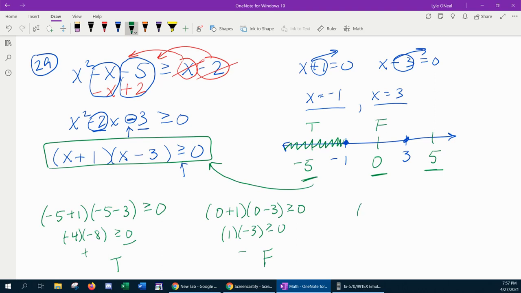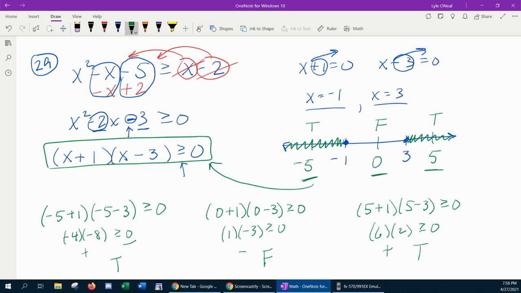And last but not least, we need to check the 5. Positive 5 replacing the x's. And then is that greater than or equal to 0? 5 plus 1 is 6. 5 minus 3 is 2. 6 times 2 is 12, which is positive, which is definitely greater than or equal to 0. So that also gives me a true statement, which means I'm going to shade that region.